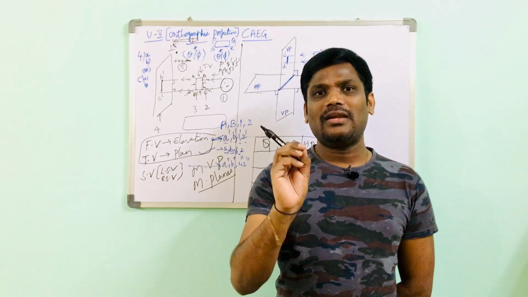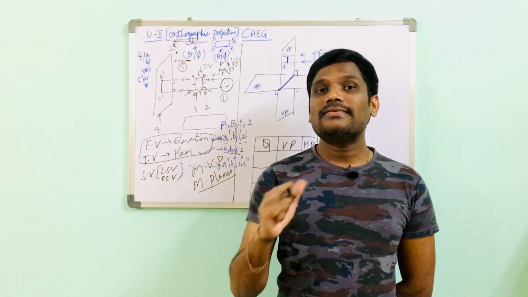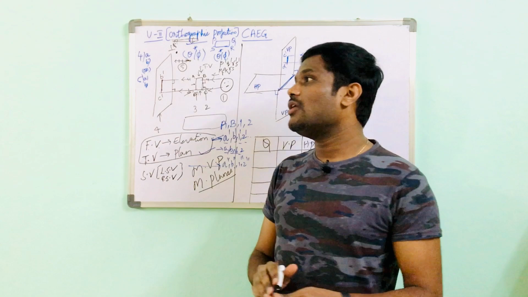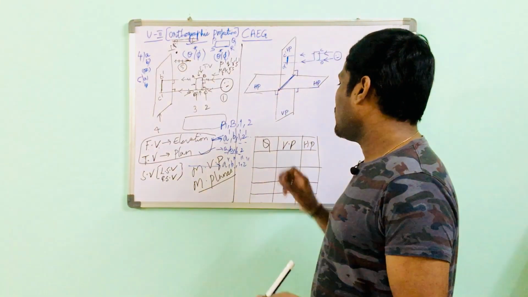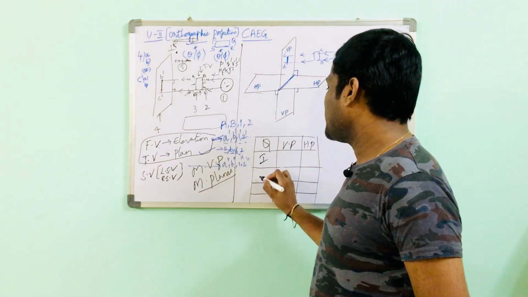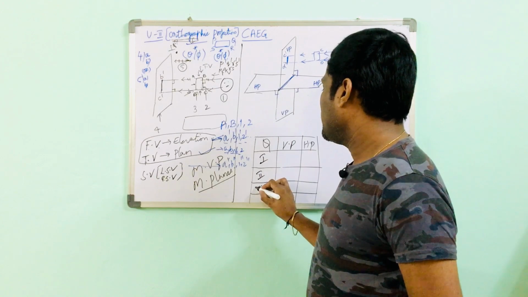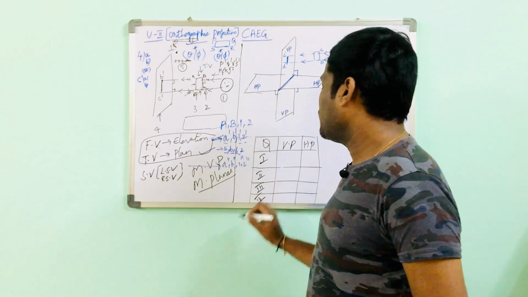For that, whether above and in front is related to which quadrant, I need to work out and know from the quadrant position. Let's talk about the first quadrant, second quadrant, third quadrant and the fourth quadrant.